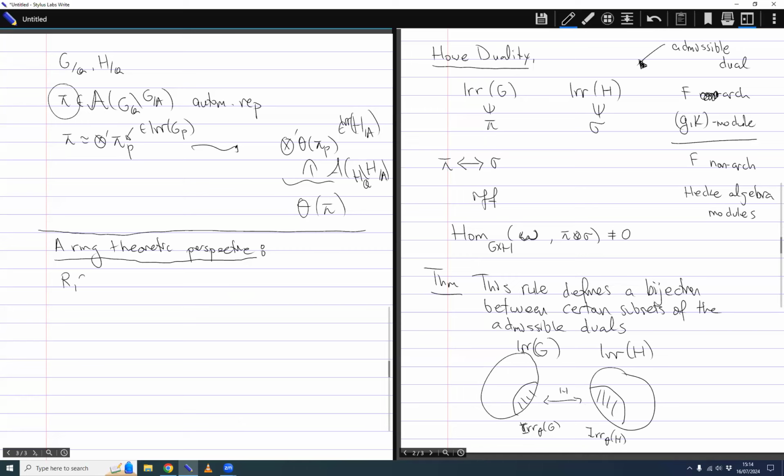Let's say R and S are rings, maybe unital to be on the safe side. And you take a bimodule. So you take a module X, a vector space, with a left R action, and a right S action, and these actions commute. So this is what we call an R-S bimodule.